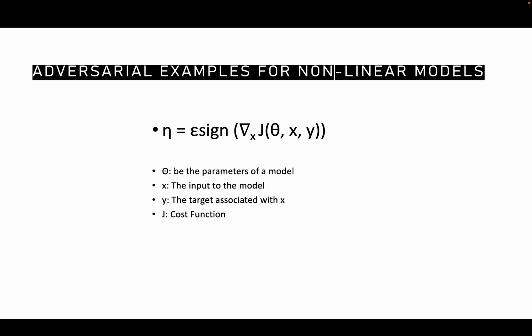We can generate perturbed inputs using the fast gradient sign method, where we first take the gradient of the cost function with respect to the input, take the sign of the gradient, and after that scale the whole term using a value of epsilon. Here theta is the parameter of the model, x is the input of the model, y is the target associated with x, and J is the cost function.